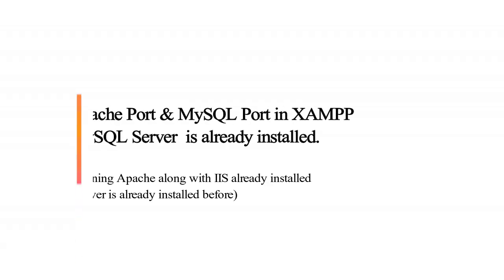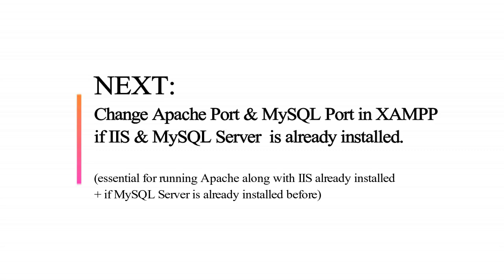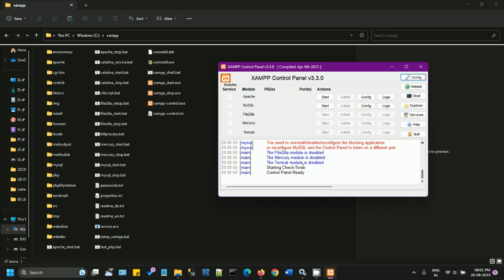Next, we'll see how to change the Apache port and MySQL port, because we already have IIS installed and also MySQL Server installed, so we need to change the ports. If you already have a web server such as IIS installed and MySQL Server already installed, then you would need to change some ports for XAMPP so that there is no conflict.